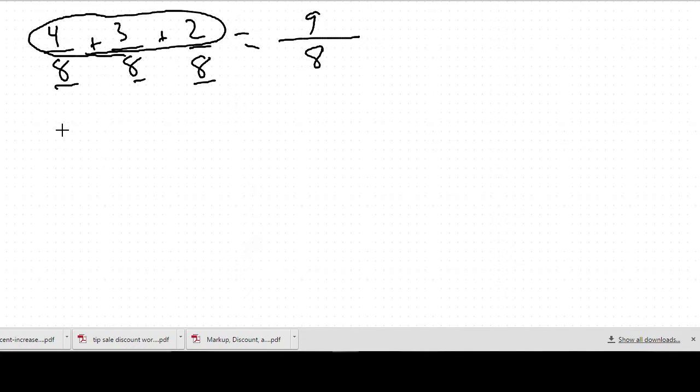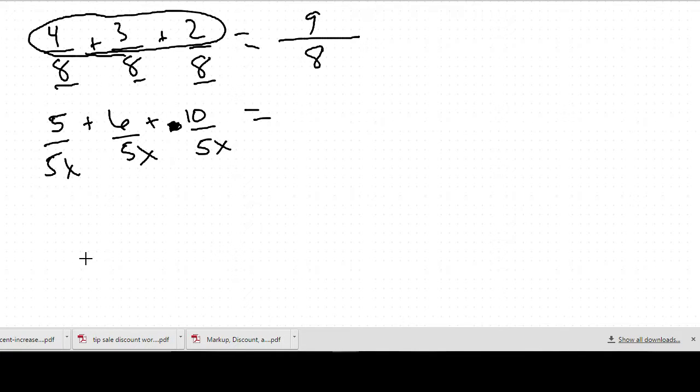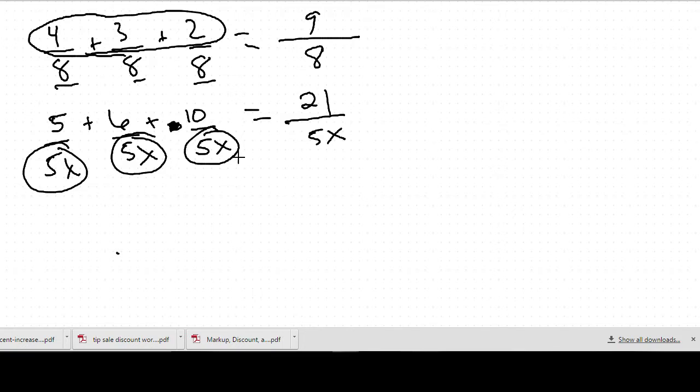Right. So if you were to see something like this, the same rule applies. What should I write as my denominator? 5x. And then what would my numerator be? 21. So even if there's a letter, as long as the stuff on the denominator is exactly the same, we just write it once. Okay?